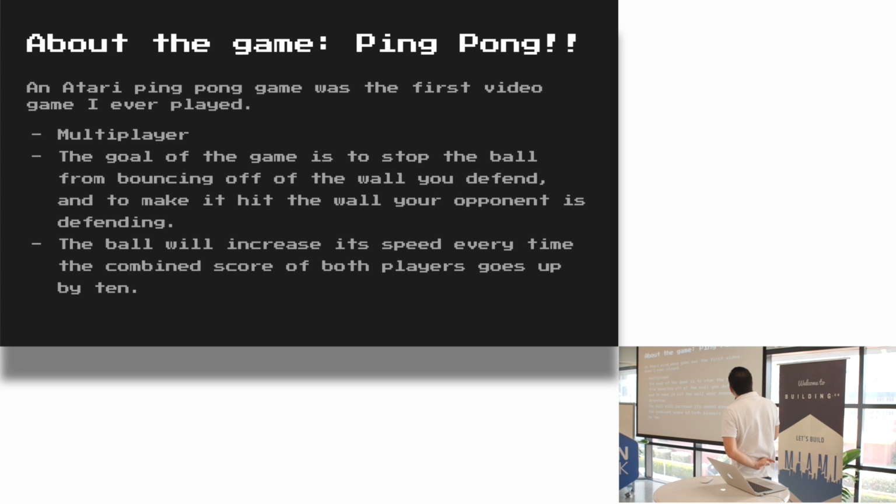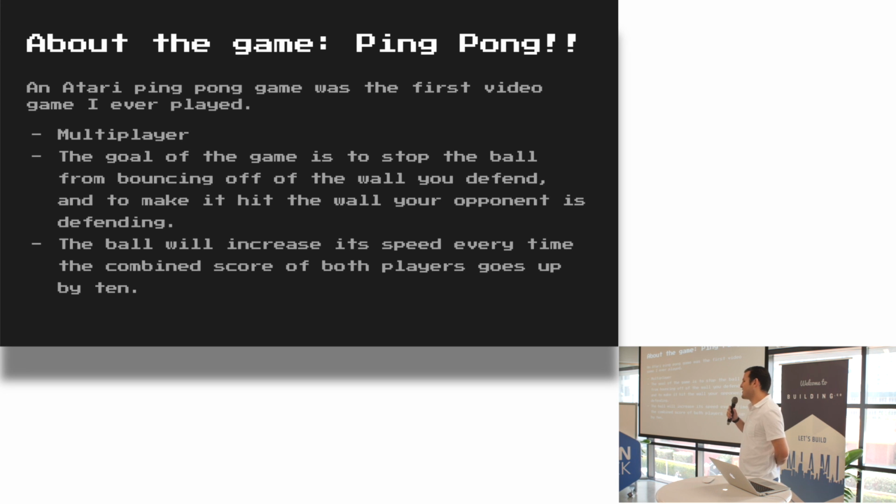So the ping pong game, an Atari ping pong game, was the first game I ever played when I was a kid. This is an 80's game, but I'm from a rural side of Costa Rica, so I got that game in the 90's. It wasn't even my game, it was my neighbor's game. I was so little, my mom had to help me cross the street, and I would bother my neighbor to let me play it. That's the first game I ever played. I thought it would be interesting to try and create that game myself.